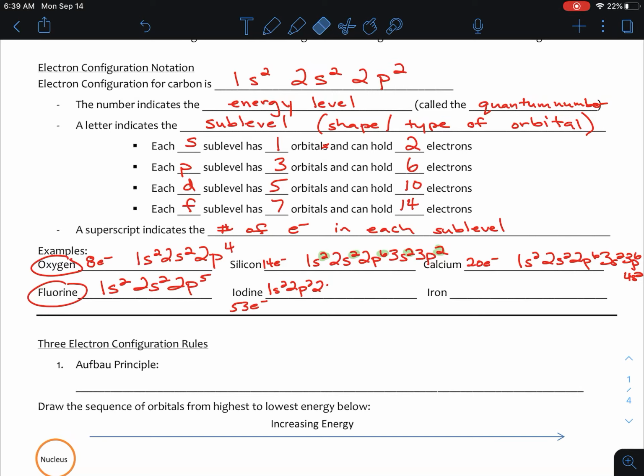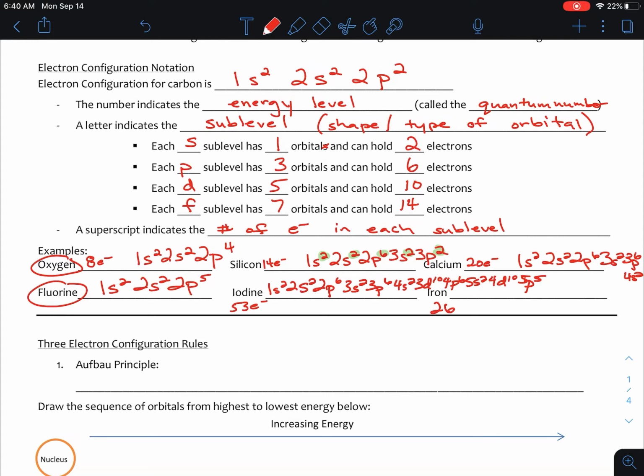We wrote this a little bit wrong. So you have 1s2, 2s2, 2p6, 3s2, 3p6, 4s2, 3d10, 4p6, 5s2, 4d10, 5p5. So that would be the electron configuration for iodine.